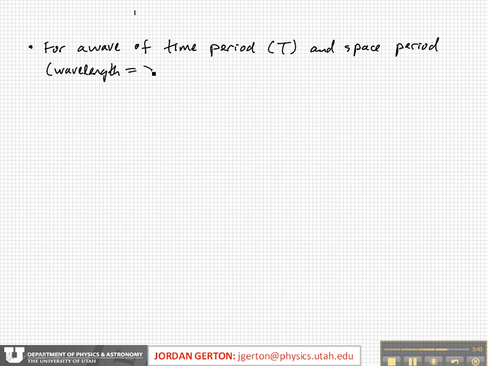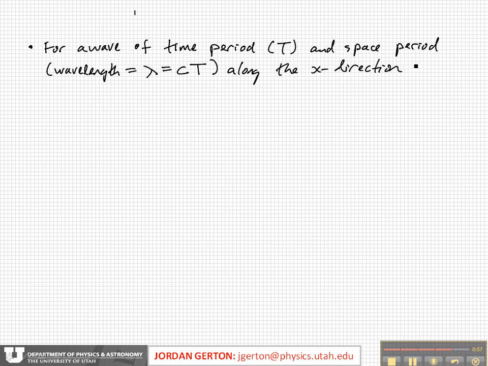Okay, so for a wave of time period T and space period, that is wavelength, equal to lambda, which is also equal to the speed of the wave times T, the period, along the x direction. Okay, we're considering a wave that's moving along the x direction.